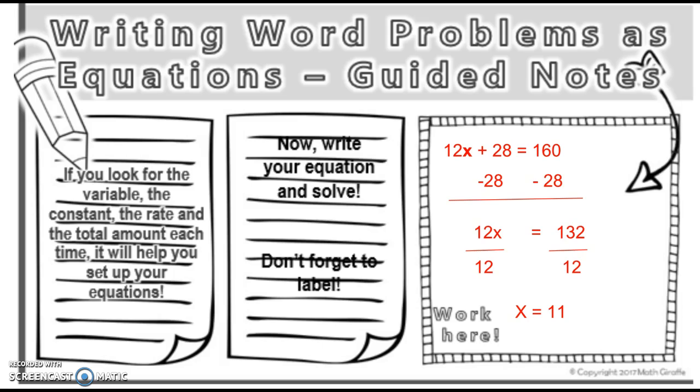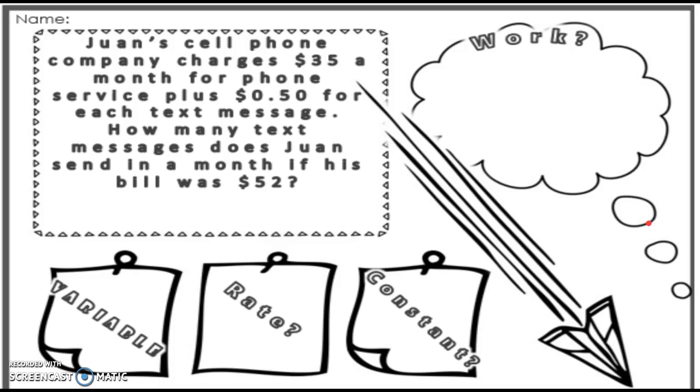In this problem, that means it's $11 per month. All right, that wasn't too bad. Let's try another one. One cell phone company charges $35 a month for phone services plus 50 cents for each text message. How many text messages does Juan send in a month if his bill was $52?